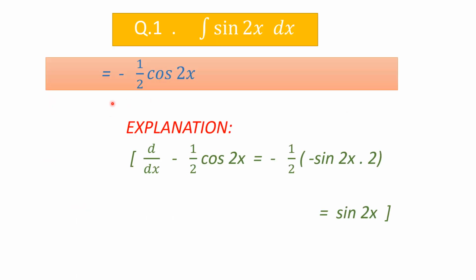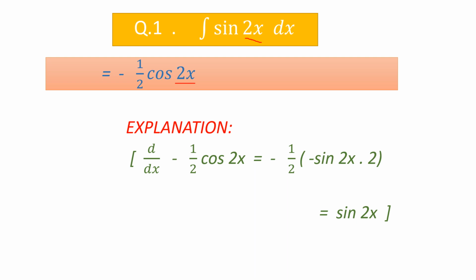The first question. What you are asked to do is find the integration of sin 2x, right? The answer is coming to be minus 1 upon 2 cos of 2x. When I told you the formula, I told you that the integration of sin x is minus cos x, right? Now here you are having sin 2x. So what will be the answer? It will be minus cos 2x.